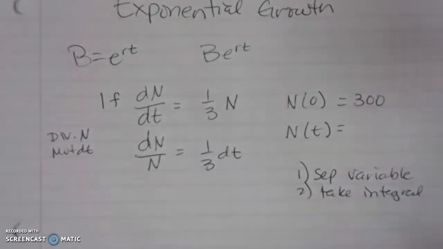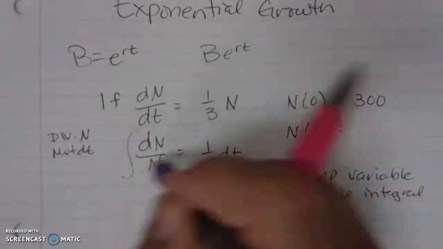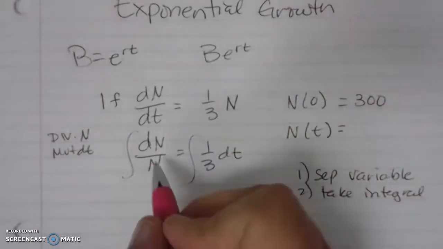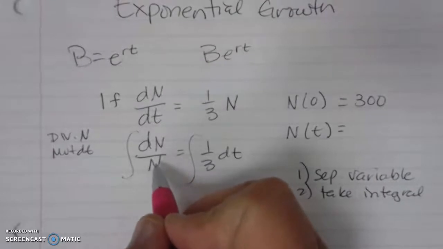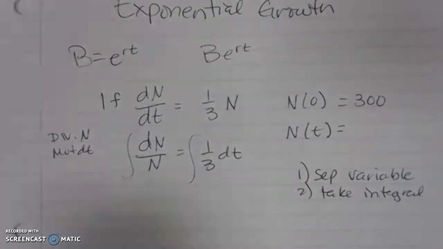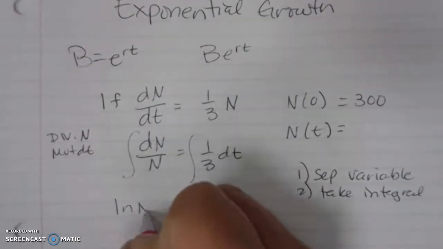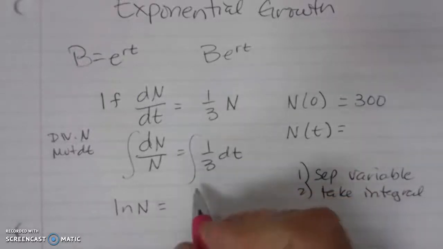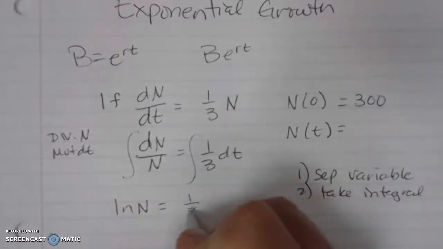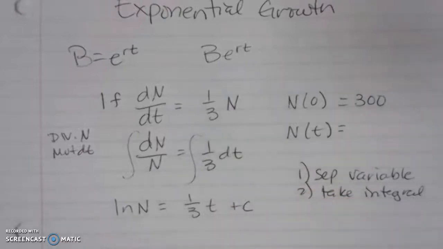To take the integral of both sides, this is like 1 over N. What's the integral of 1 over N? Well, it's ln of N equals, and then this is going to be 1/3 t plus C.